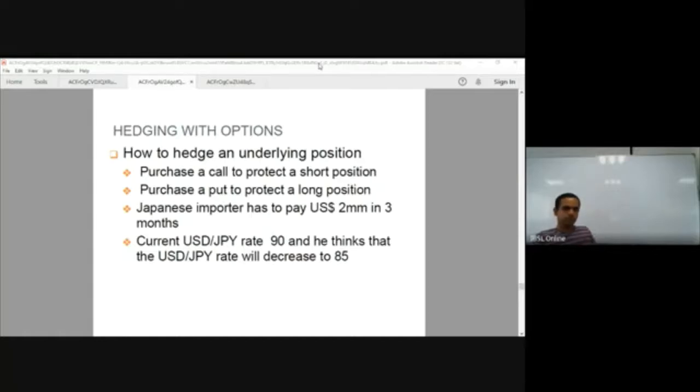Right, so the Japanese importer has to pay $2 million in 3 months. And the current yen rate is 90. He thinks that it will drop to 85. So what do you think will happen? If the exchange rate drops, he will benefit or he will lose?